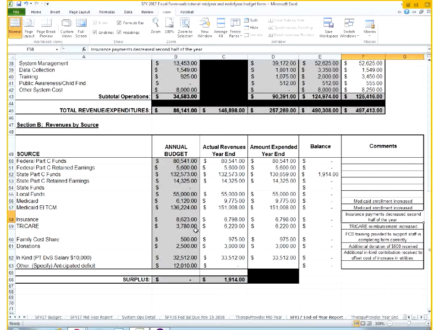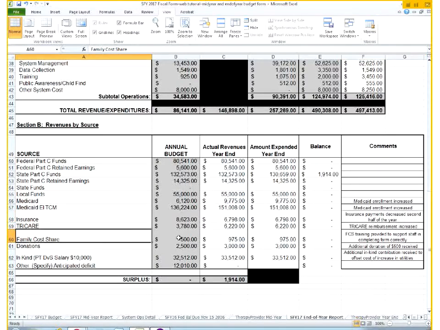Over here in Tricare, we only budgeted for $37.80 for Tricare, but we see that that number is clearly more than $37.80. So we documented here Tricare reimbursement increase. We're doing a little bit better with family cost share, collecting family fees, almost doubled. Why is that? Some training was provided to support staff on how to complete the form. That is clearly showing to have some good rewards because we almost doubled what we anticipated.